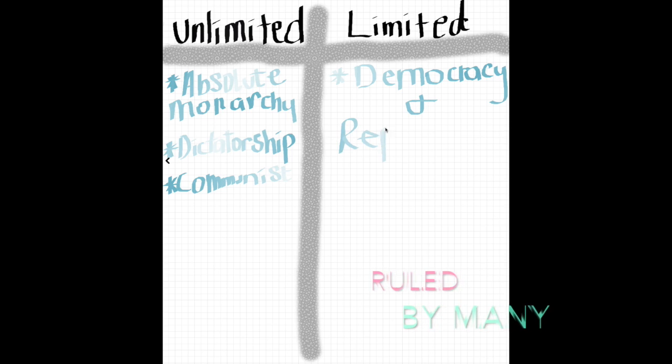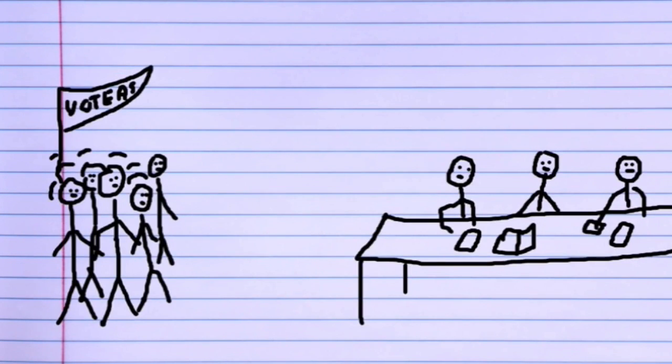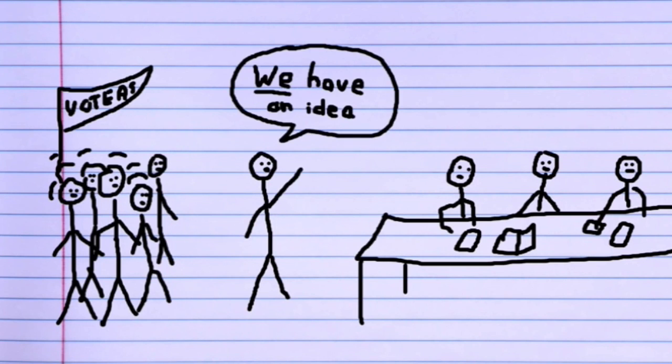The one that falls under limited is democracy and republic. A democracy or a republic is where the people vote. They usually choose representatives, and the head of state is usually a prime minister or a president. And we can see this in the USA, and it's considered to be ruled by many.